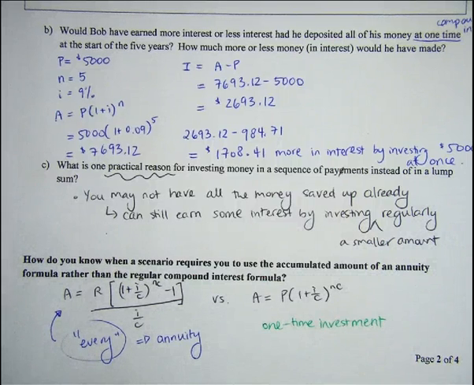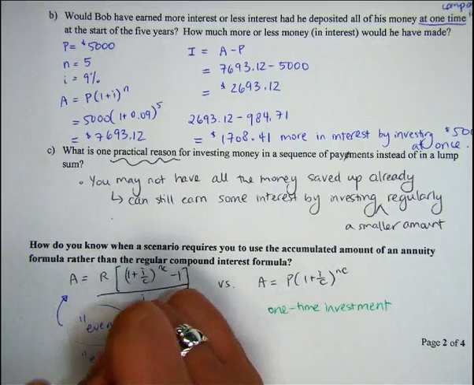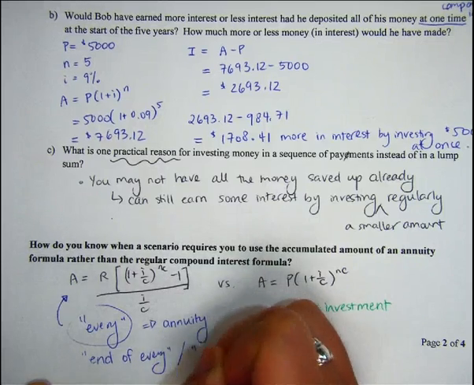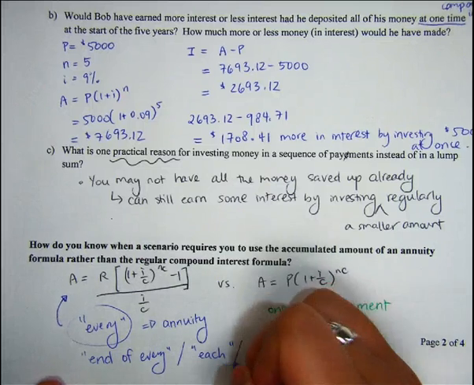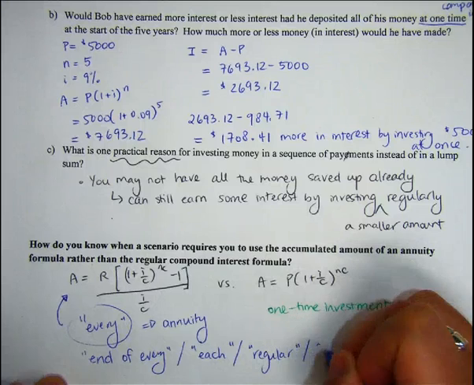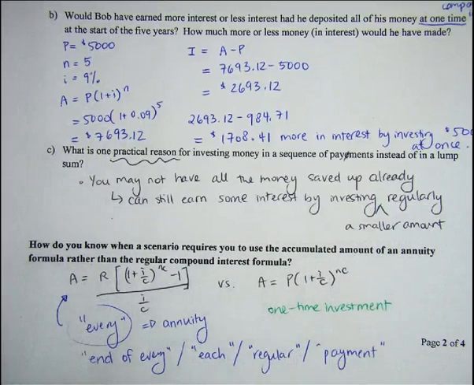You put some amount of money in once, and then you wait a long period of time, and then you get that money back. Okay. In particular, you want to look for "at the end of every," maybe the word "each," so each month you deposit. If you see the word "regular," and sometimes you might see the word "payment," okay, a payment of $5 every day, for example.